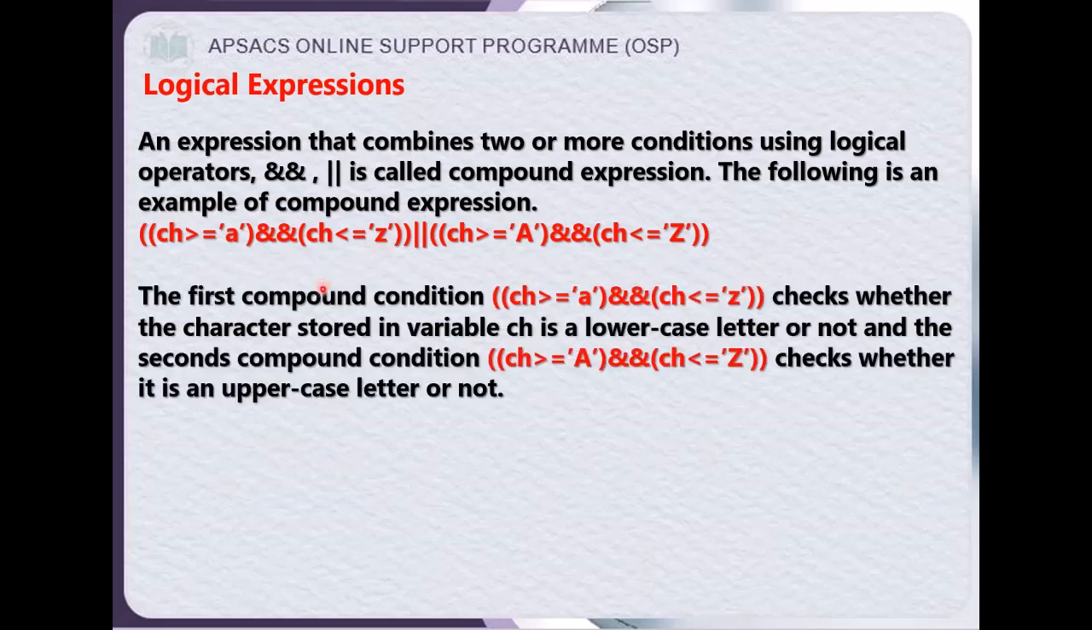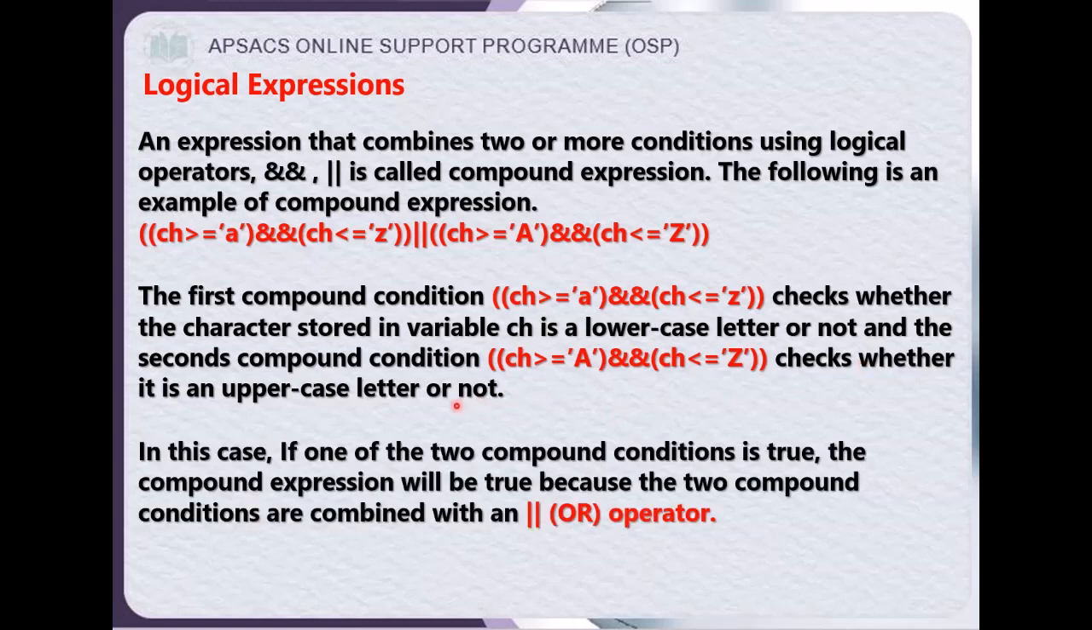The first compound condition, ch greater than equal to small a and ch less than equal to small z, checks whether the character stored in variable ch is a lowercase or not, and the second compound condition checks whether it is an uppercase or not. In this case, if one of the two compound conditions is true, whether it is lowercase or uppercase, the compound expression will be true because the two compound conditions are combined with an OR operator.